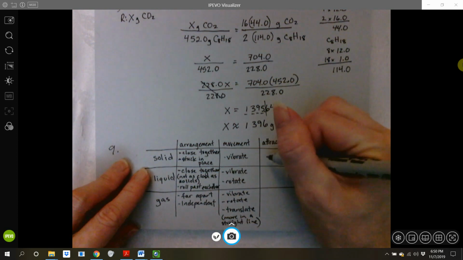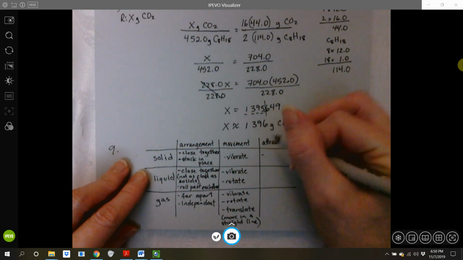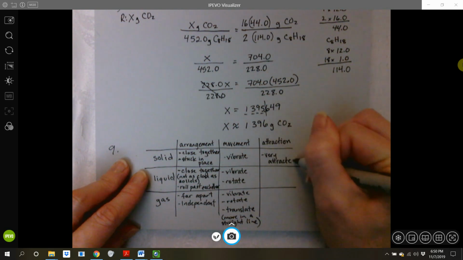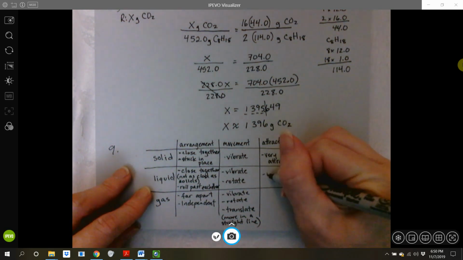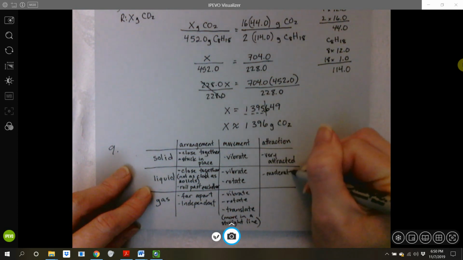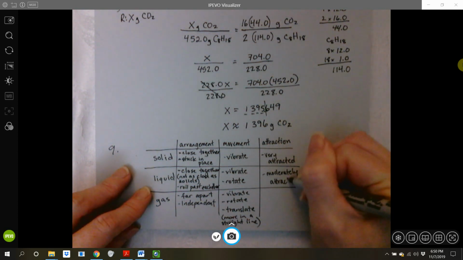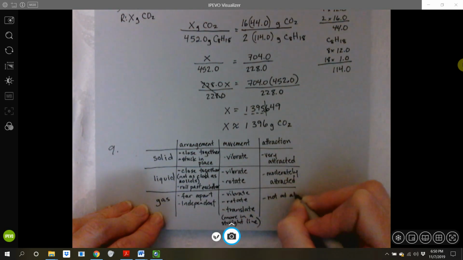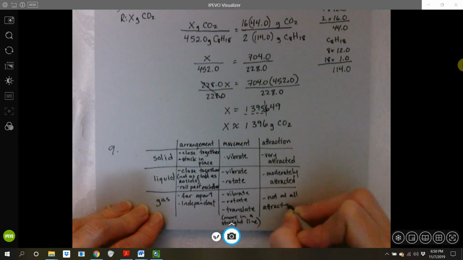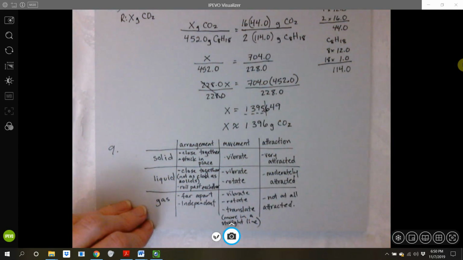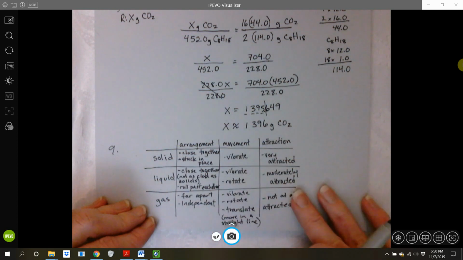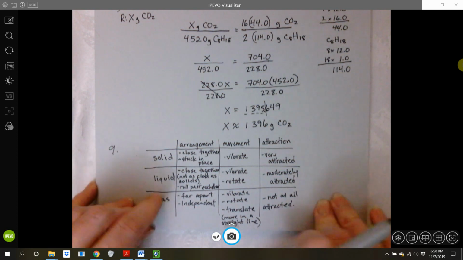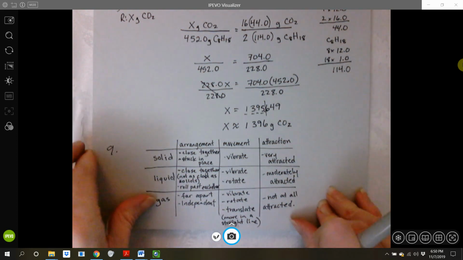Okay, attraction. Here, they are very attracted to each other. In a liquid, they are moderately attracted. In a gas, not at all attracted. Okay. And if you get a question like this where you're making several comparisons on your test, you can put it in a chart form if you like. That's totally up to you. So that's our question 9. Let's look at question 10.